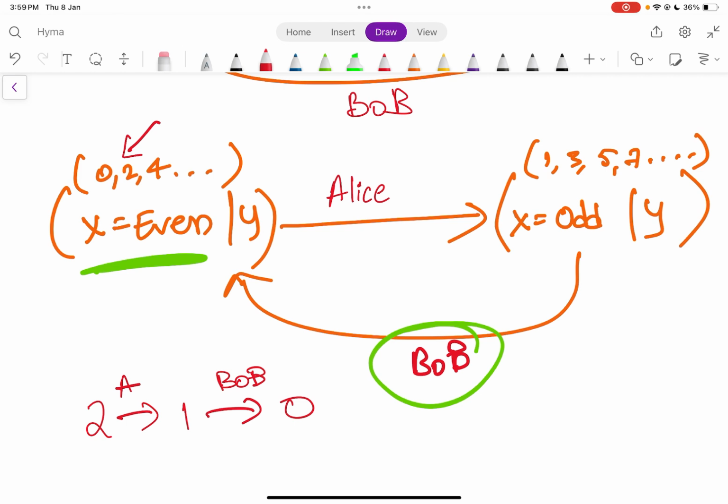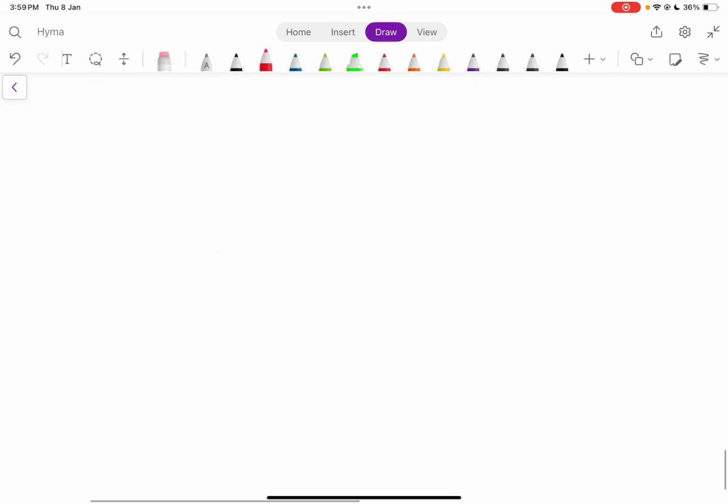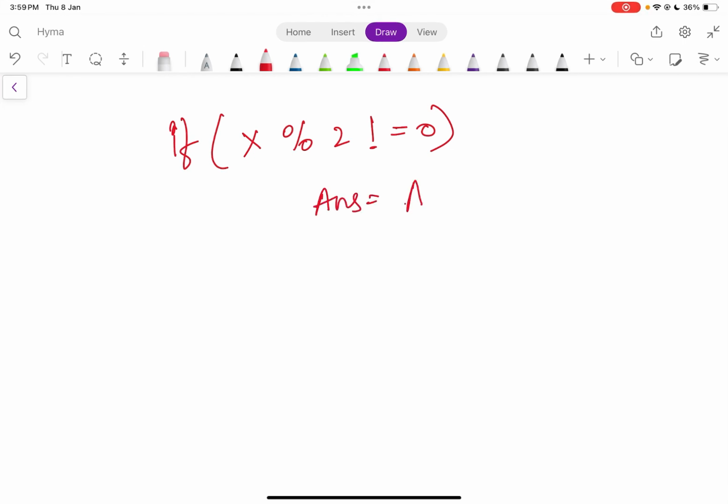So the whole problem boils down to a simple condition: if x is odd, not equal to 0, the answer is Alice, else the answer is Bob.